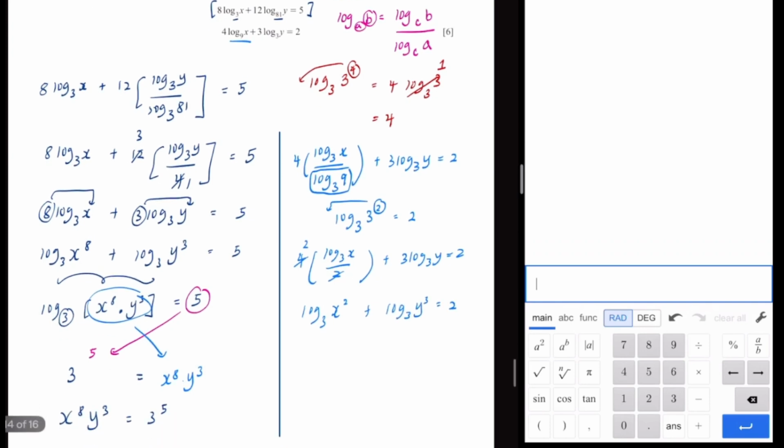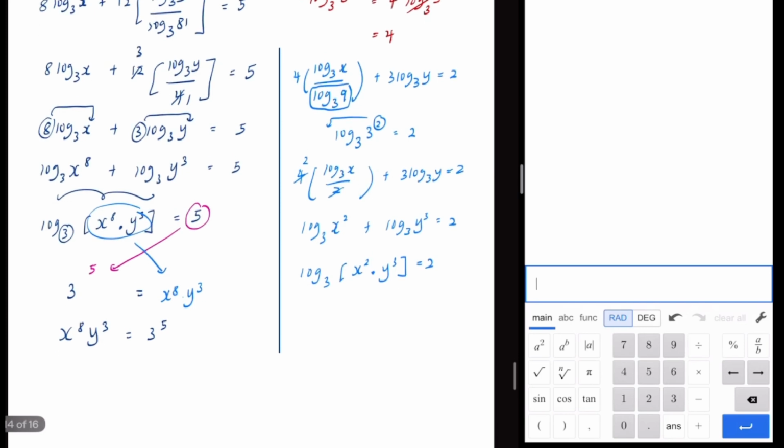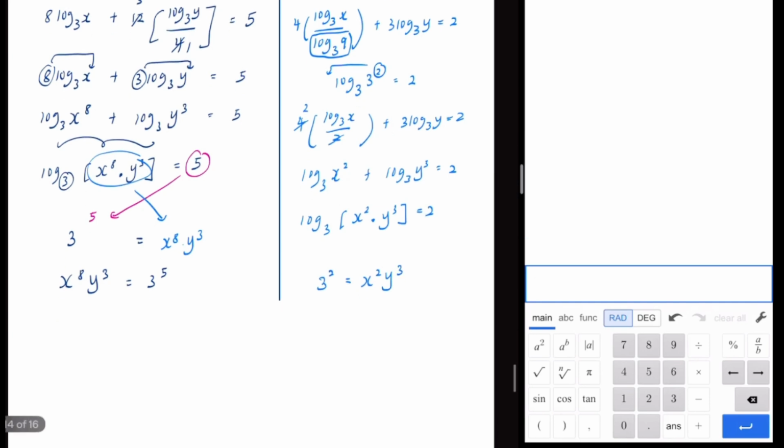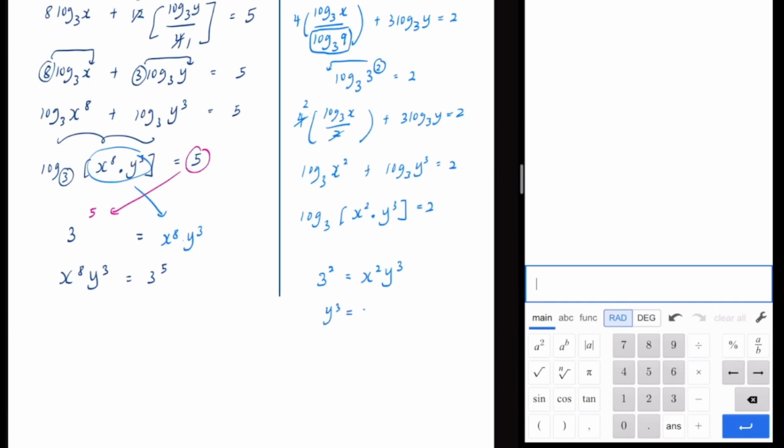Now combine them using the rules of multiplication. So we have x squared multiplied by y cubed, that is equal to 2. Change them back to index form. So we have 3 squared is equal to x squared y cubed. Now let's make everything equivalent to y cubed. So it should be 3 squared over x squared. And for the other one, y cubed is equal to 3 to the power of 5 divided by x to the power of 8.